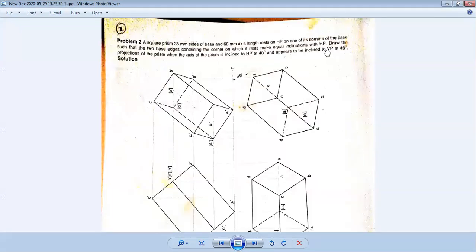Okay, in this problem, they will give appears. If they remove the appears, they will directly draw the position of the prism, and the axis of the prism inclined to HP at 40 degree and VP at 45 degree like that. If there is no appears word, we need to find out the beta angle at the final view. That's the next problem. In this problem, they have given the appears. If they have given the appears, directly give 45 degree here, place the axis line and complete the figure. No need to find out the beta angle. If they have not given the VP angle, the appears word, I will show you in the next problem.